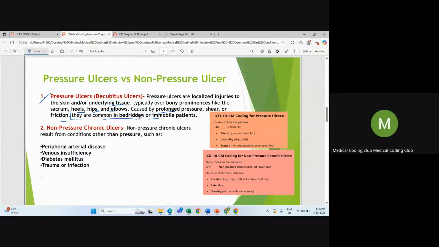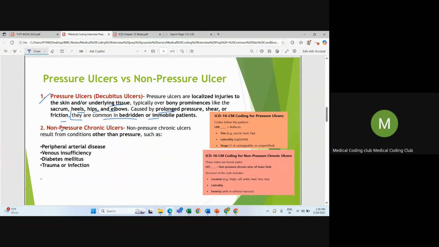Due to the pressure and friction, they will develop this pressure ulcer, mainly on their back area or hip. All of these specific sites can develop pressure ulcer. And for pressure ulcer and non-pressure ulcer, we do have ICD coding guidelines from ICD chapter 12.